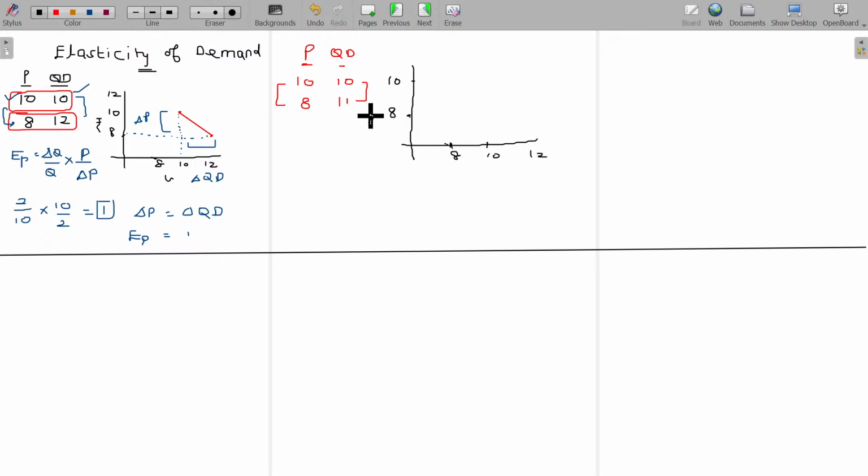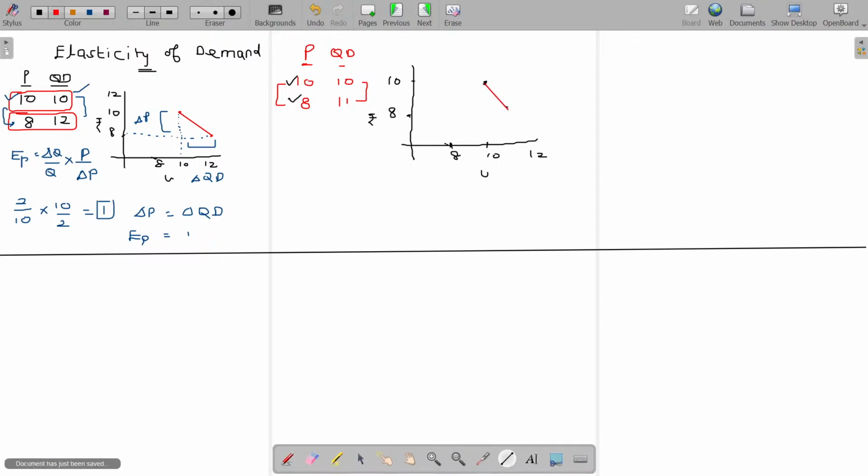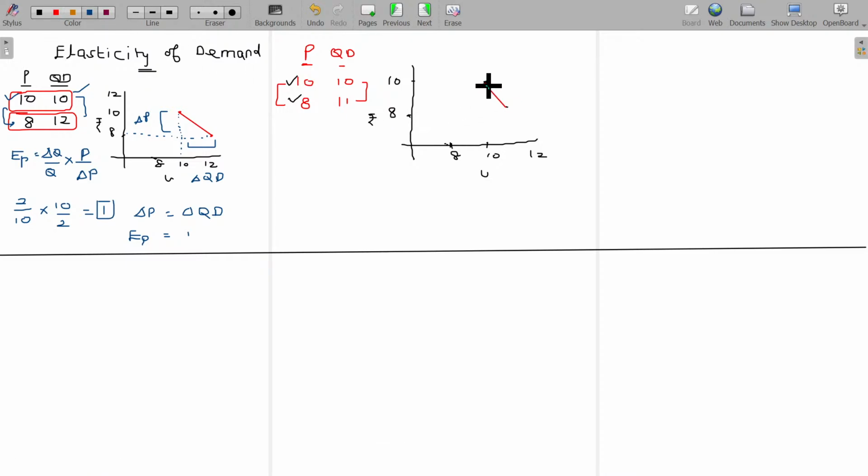So this will be rupees, this will be units. When the price is 10, quantity demanded is also 10. When the price decreases to 8, the quantity demanded is only 11. If I connect these two dots, it seems to be steep. Am I right? Seems to be steep.